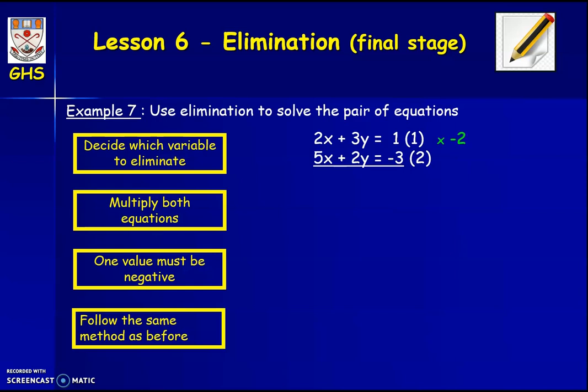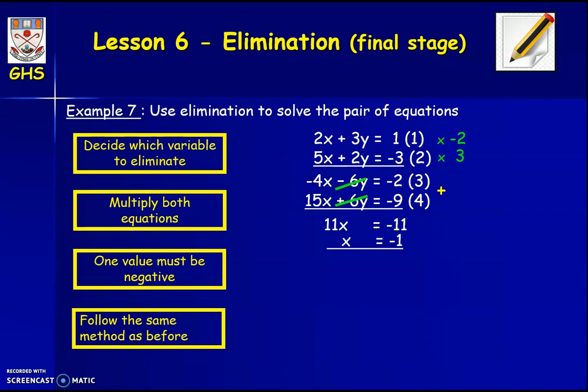So choose to eliminate the y terms. So equation 1 gets multiplied by negative 2 and equation 2 gets multiplied by 3. So as we said previously, this becomes minus 4x subtract 6y equals negative 2 and 15x plus 6y equals negative 9. To eliminate, we add the two equations together. This will get rid of the y terms and we will be left with 11x equal to negative 11, so x equals negative 1 when we divide.